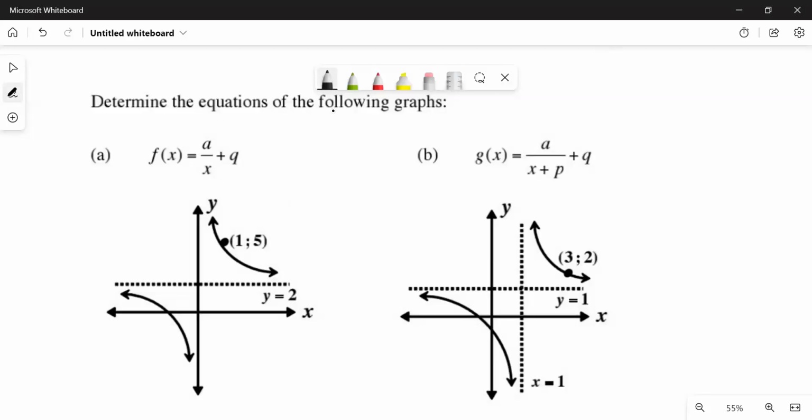So it's like determine the equation of the following graphs. This one here is a hyperbolic function. I can do number A or number B, and whichever one I do, you do the other one as classwork. So which one should I take? A or B? Let me take B then.